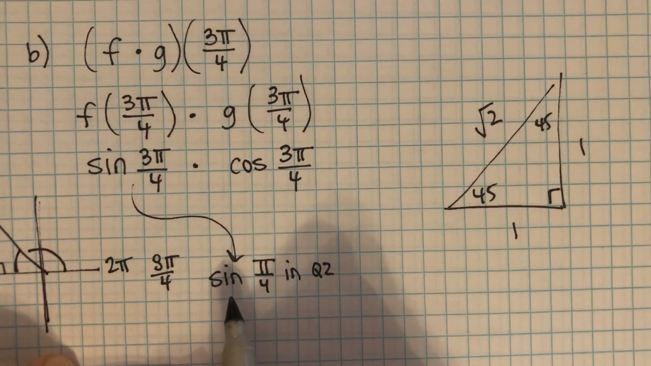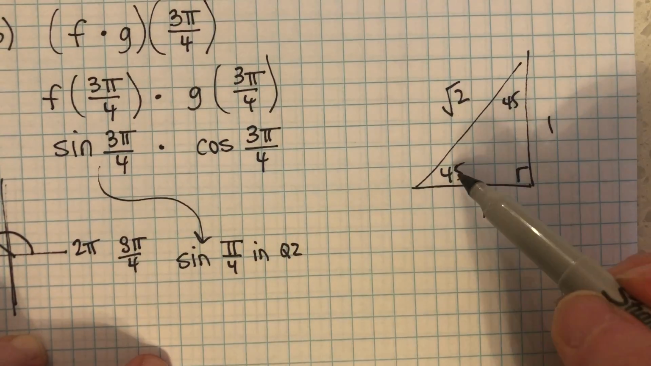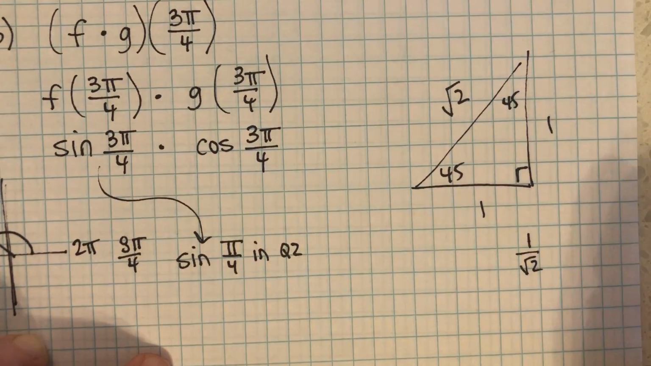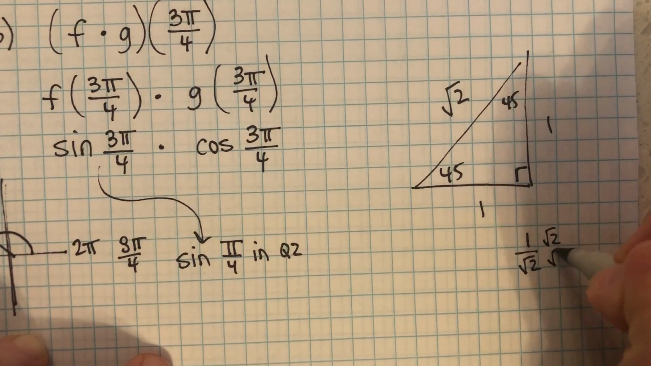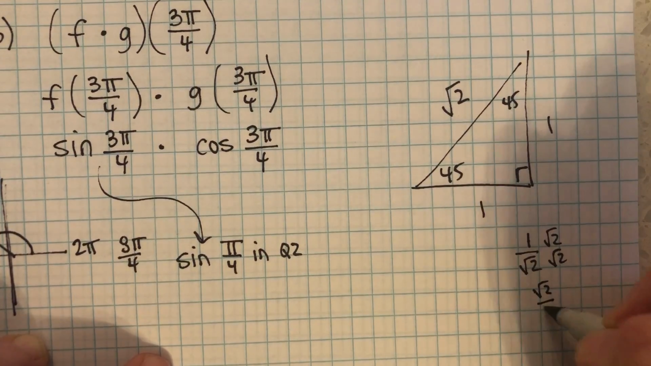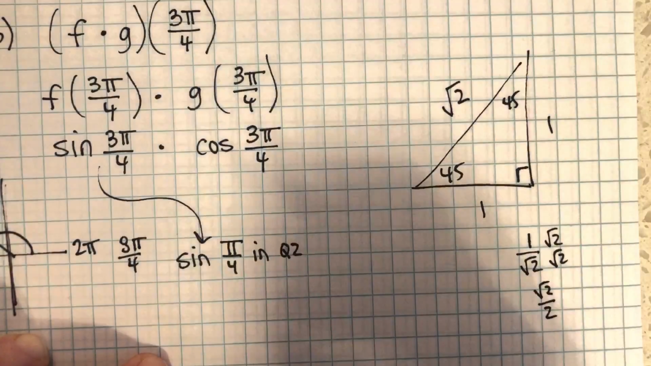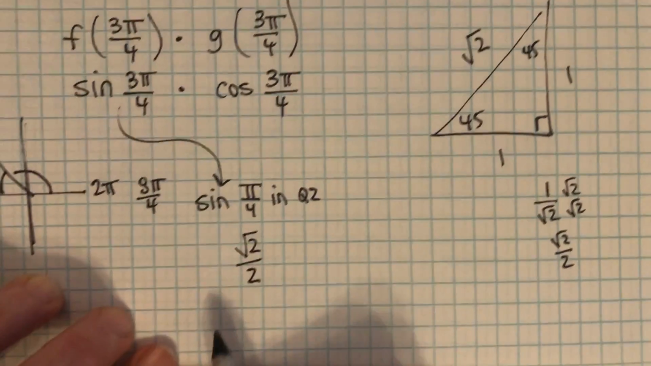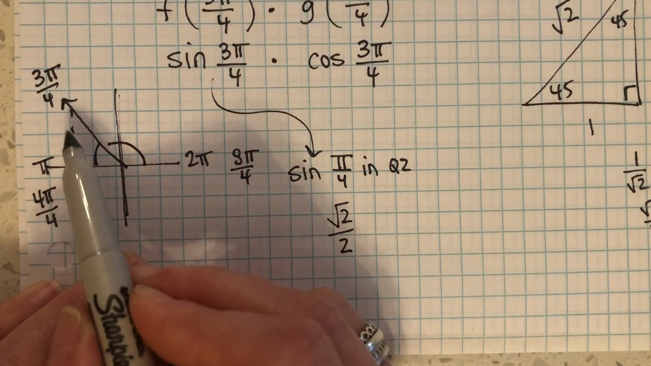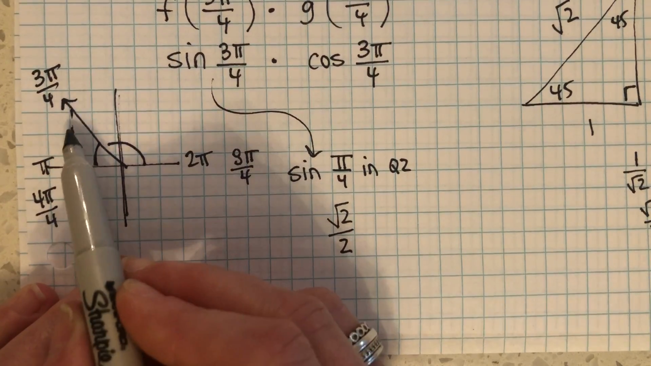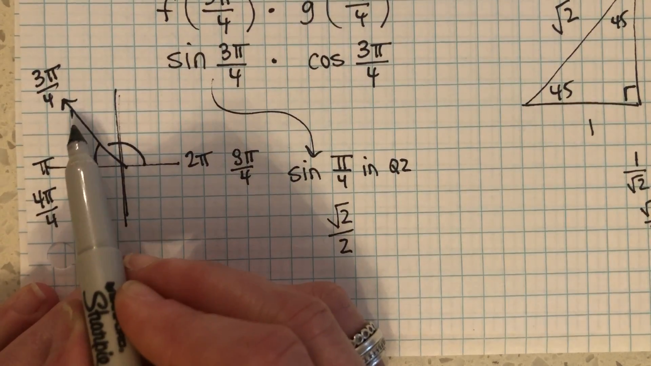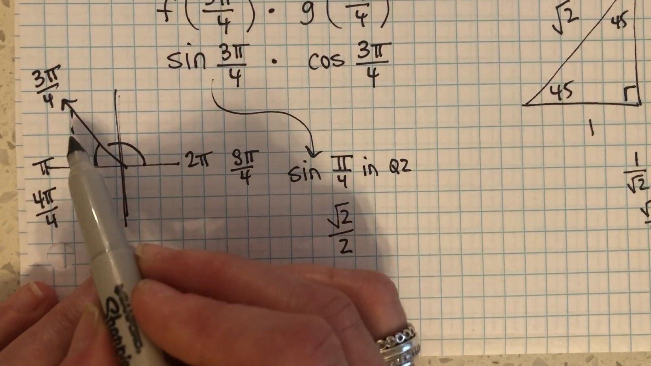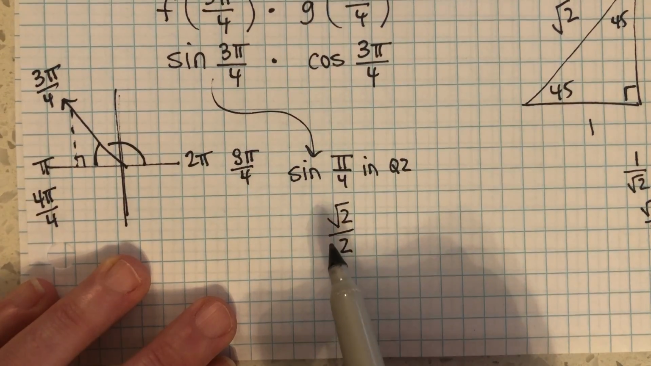So the sine of a 45-degree angle, I'll go off this one, is O over H. That's 1 over root 2. But I clean that up, and it becomes root 2 over 2. All right, so that is root 2 over 2. But is it positive or negative? What is the sine of an angle that landed in quadrant 2? All Students Take Calculus says that the sine function of any angle in quadrant 2 gets you a positive ratio. So that's positive root 2 over 2.